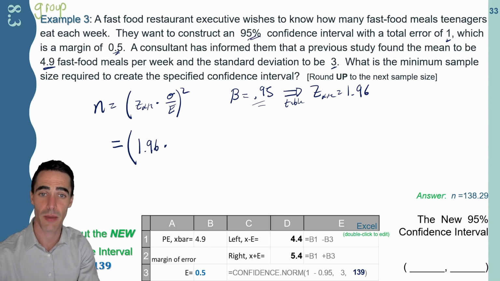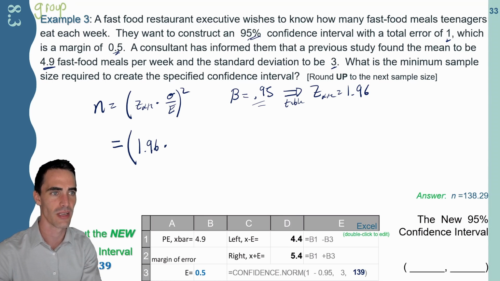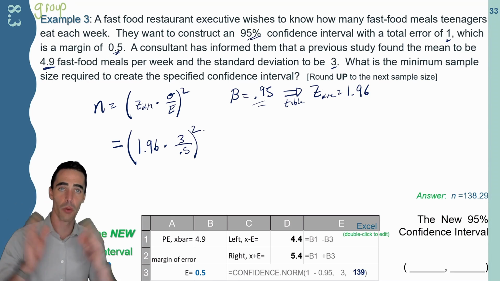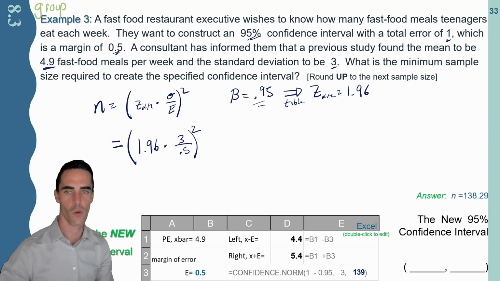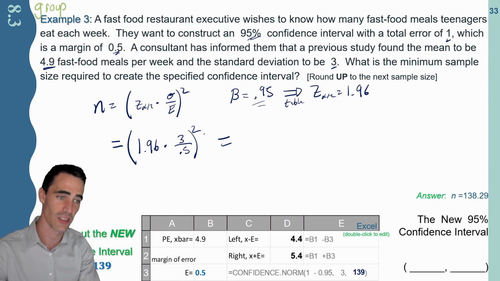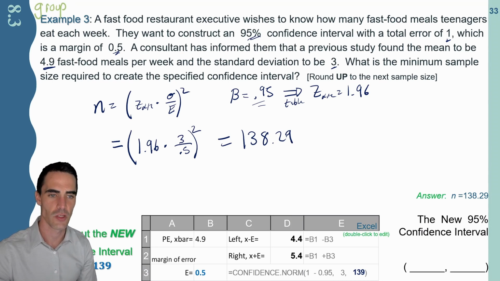1.96 times my population standard deviation. Again, don't be fooled by this 4.9 business. 3 is our population standard deviation. And the margin of error is 0.5. Again, with a total error, my interval width being 1. So we get that 0.5. Here we go. If you multiply, divide, and then square correctly, we should all end up with 138.29. And that should be our sample size.